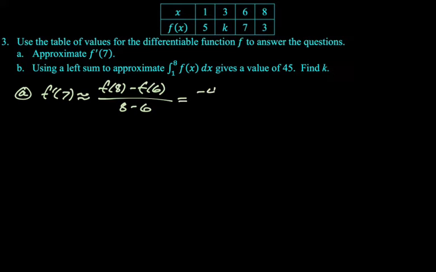So we have negative 4 divided by 2, which is negative 2. So that's approximately f prime of 7. Is f prime of 7 that? We have no idea. It might be, but it also might not be.